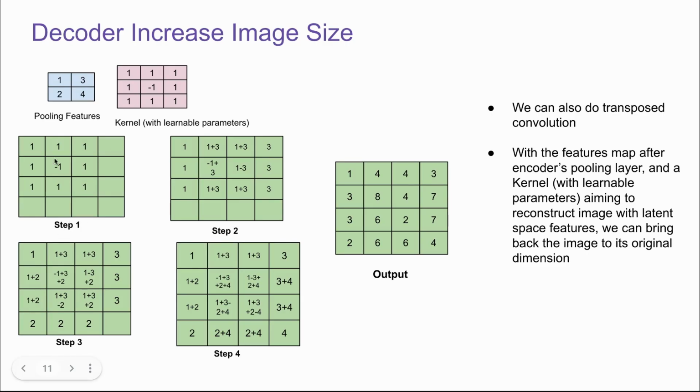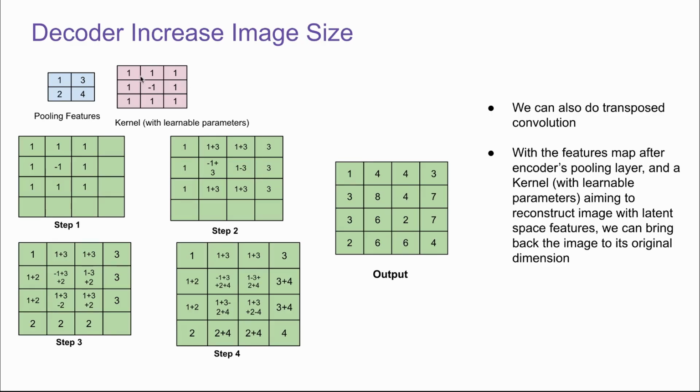So step 1, we multiply this value 1 with the kernel. So it's 1, 1, 1, 1, minus 1, 1, 1, 1. And step 2, we multiply 3 with this kernel and add the existing value in step 3 and step 4. So after 4 steps, after we scan through the whole image with the pooling features multiplied by the kernel, we have this output. And this output is higher dimension than the pooling features.